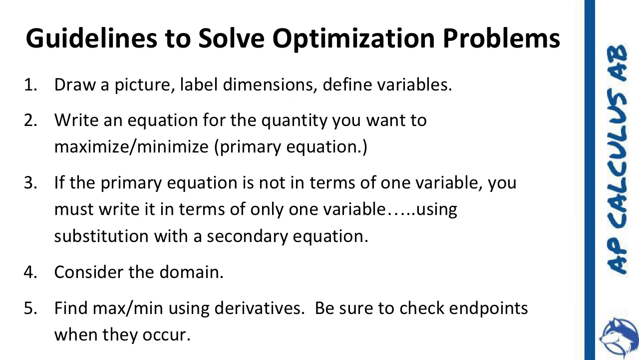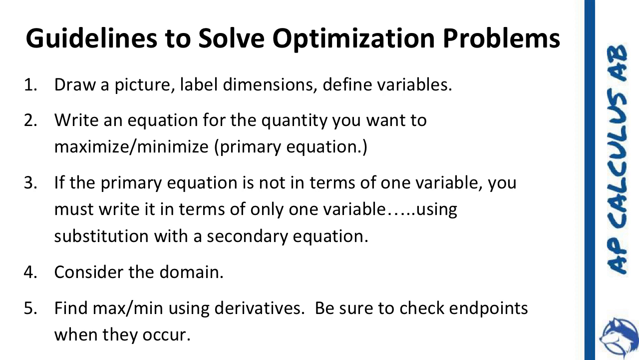So the whole idea of optimization is that we're going to take what we just talked about and apply calculus to it. So first things first, always draw a picture, label dimensions, and define variables. Then write an equation for the quantity you want to maximize or minimize. This is our primary equation. If the primary equation is not in terms of one variable, you must write it in terms of only one variable, using substitution with a secondary equation. So you might have to come up with another one.